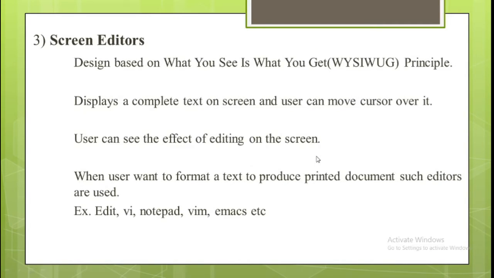The third type of editor is called the screen editor. In the design of this editor, the what-you-see-is-what-you-get principle is used. Therefore, it displays the text in the manner it would appear. This editor displays a complete text on screen and the user can move the cursor over it. The user can position the cursor at the point where he wishes to do some editing operations and proceed with operations directly.